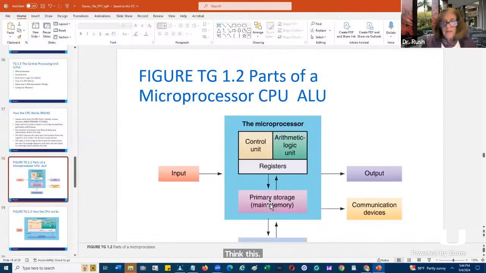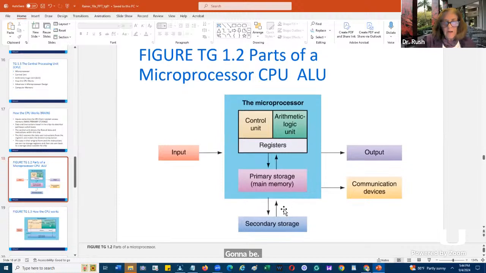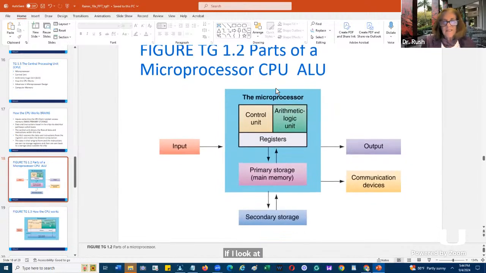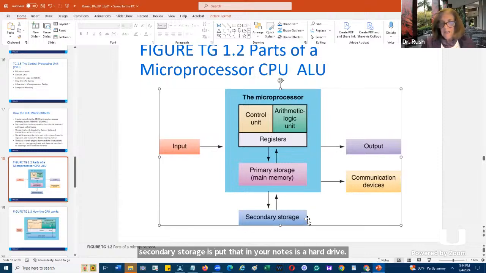If I look at this diagram here, this is my CPU. And you see right here, in this case, Ava, I have primary storage, main memory. RAM is part of that main memory. And secondary storage, put that in your notes, is a hard drive. So if I looked at this right here, I would know at this point, this is going to be a hard drive. This is going to be main memory.